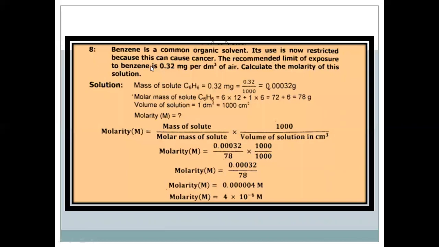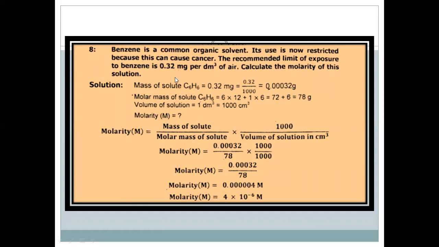Question number 8: benzene is a common organic solvent. Its use is now restricted because it is carcinogenic. It causes cancer, so its use is restricted. If we are using it in labs, we use it in very small concentration, like 0.32 milligrams per decimeter cube of air. This is the recommended level, or the level that is present.